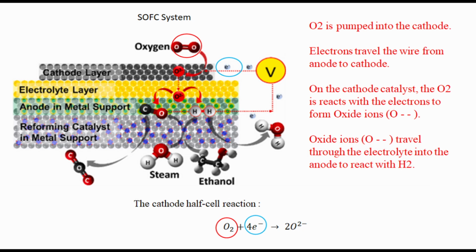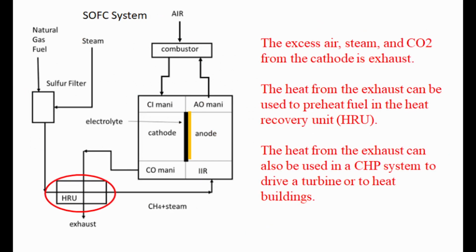O2 plus 4 electrons react to form 2O double negative. The leftover air, steam, and the carbon dioxide can be exhausted from the cathode into the atmosphere. On its way out the exhaust pipe, the excess heat from the cathode exhaust can be recovered in a heat exchanger or a heat recovery unit, HRU. The excess heat can be used to preheat the incoming fuel.